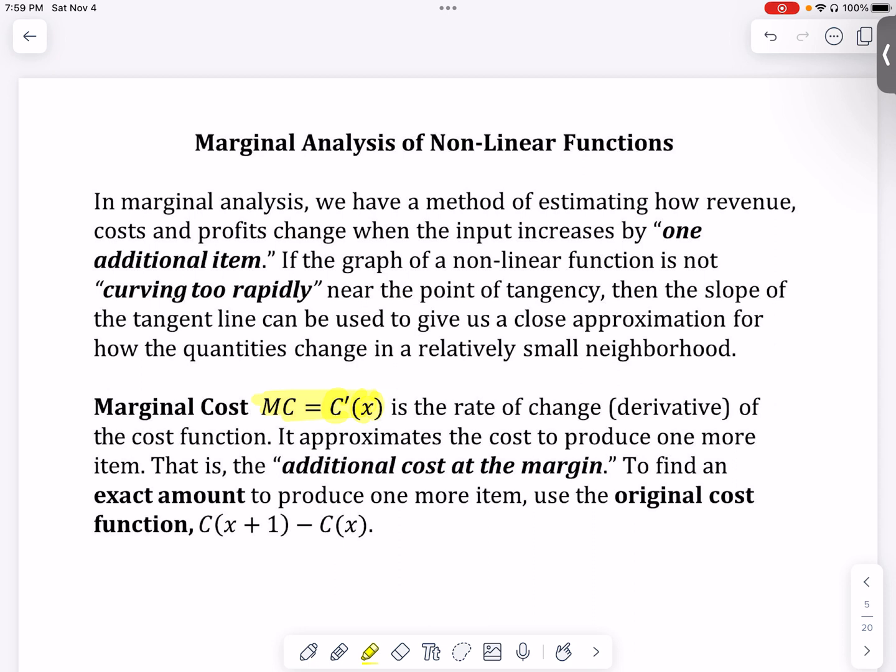Sometimes you see it as MC, and it's the rate of change, the derivative of the cost function. It approximates the cost to produce one more item. So additional cost at the margin. So to find the exact amount, you would just say, what's the cost of one more versus the cost of C of X?